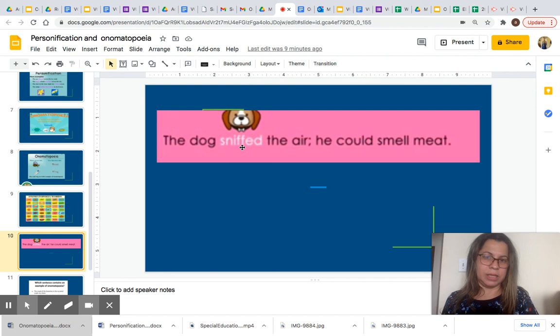Let's look at one example of onomatopoeia in a sentence. The dog sniffed the air. He could smell meat. So in this example, sniffed, the dog sniffed. Sniffed is the sound that the dog makes when it sniffs something.